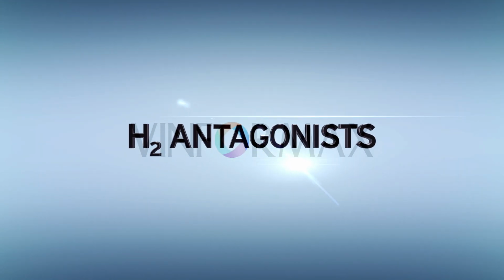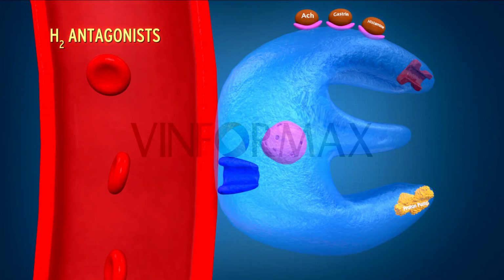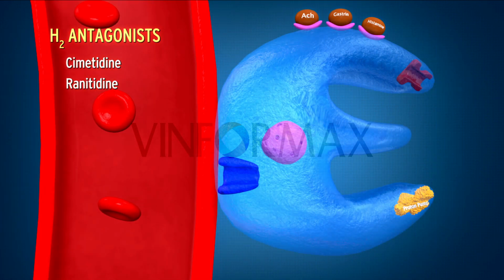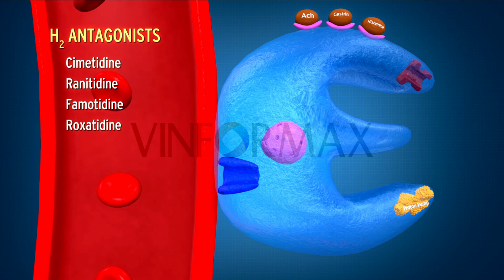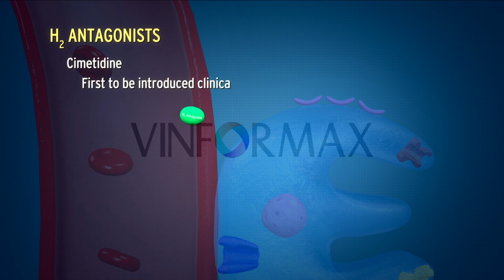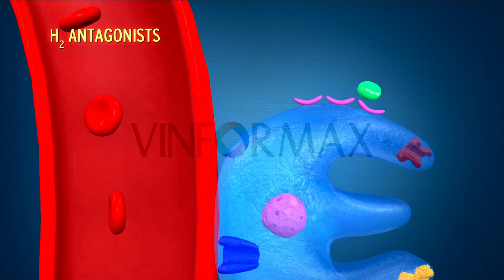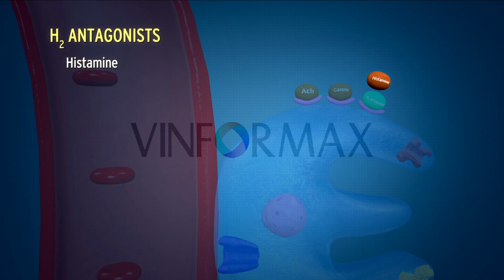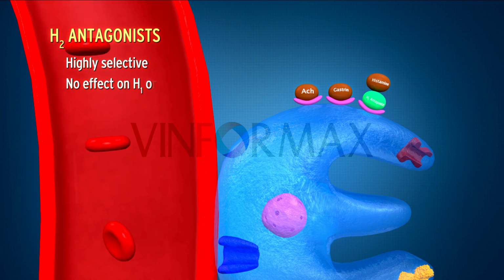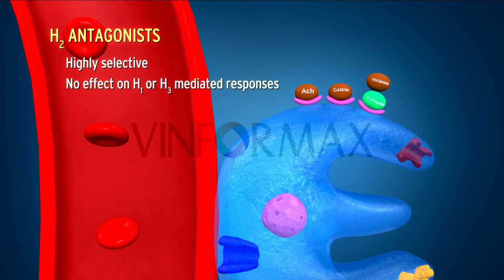H2 antagonists. Drugs which block H2 histamine receptors to reduce secretion of hydrochloric acid are called H2 antagonists. Cimetidine, ranitidine, famotidine and roxatidine are the various H2 blockers. Cimetidine was the first to be introduced clinically. Cimetidine acts by blocking histamine-induced gastric secretion. They are highly selective and have no effect on H1 or H3 mediated responses.